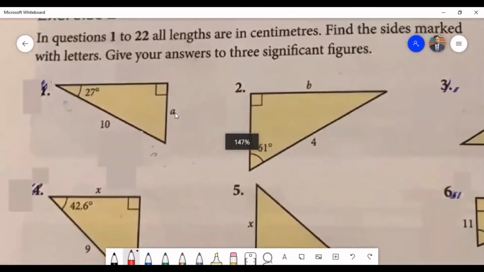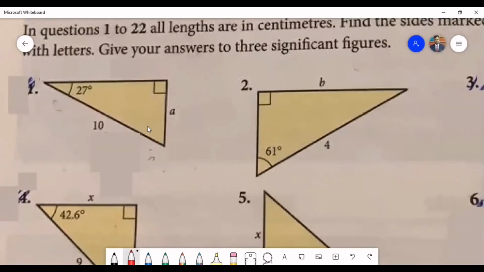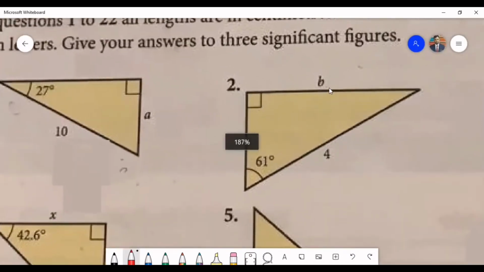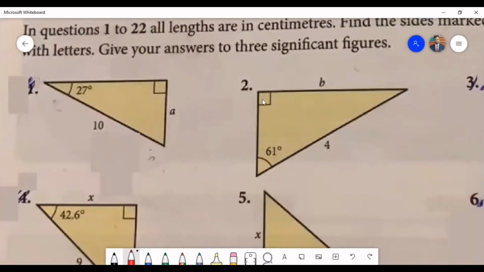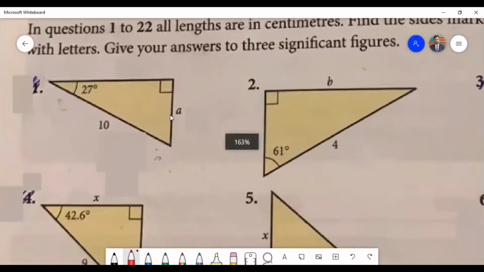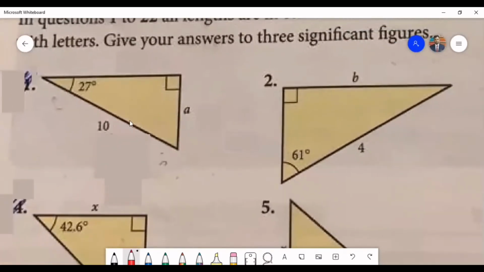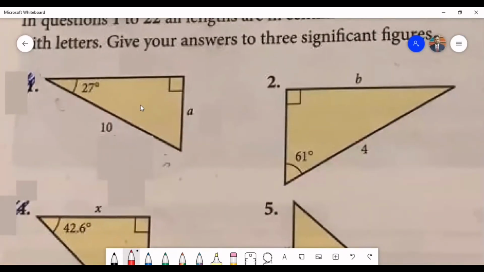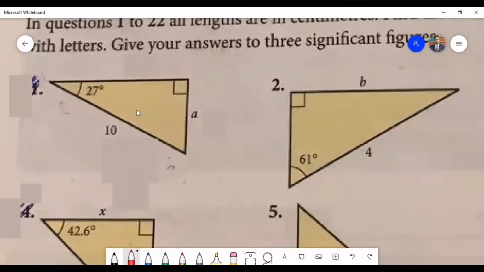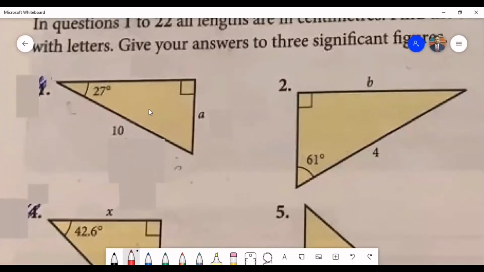This A is not related to being adjacent, because look here, in question number 2, this indicates side B. So these are only letters to indicate the side. This is not adjacent or opposite or whatsoever. We will check which side is actually the opposite, the adjacent, or the hypotenuse.